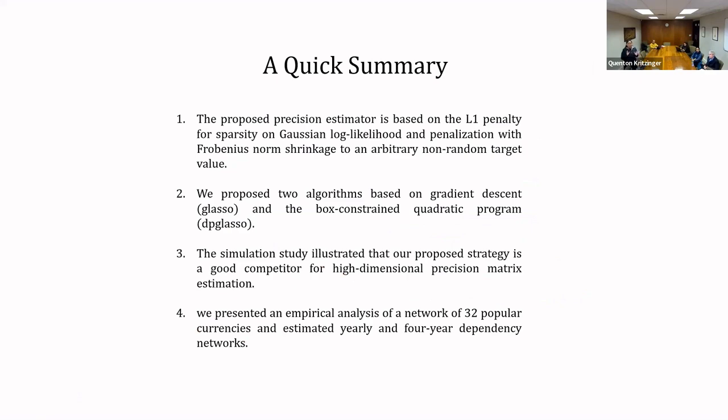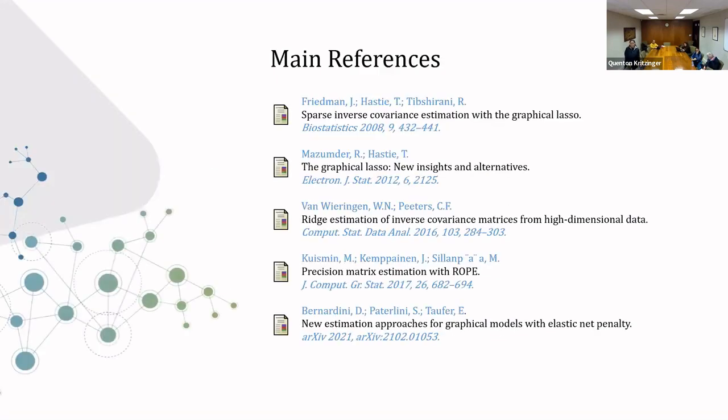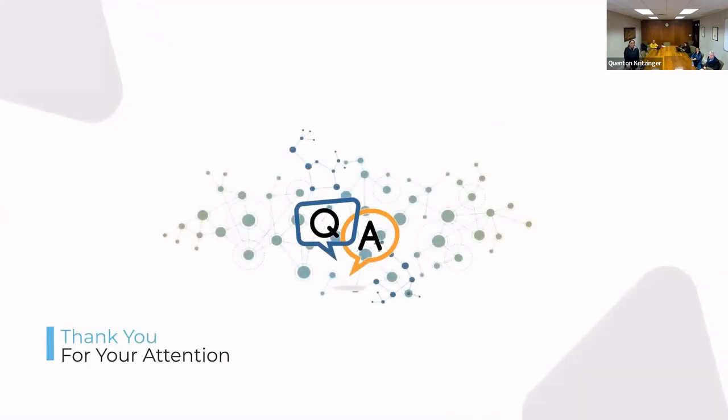If I want to summarize everything in one slide, we proposed a method to add the L1 penalty to add sparsity to the network, and also try to shrink the estimator to a non-random target value. And then we found two different algorithms to solve this problem, and then a simulation study. Then we try to show that it's a good option in the high dimension case where you are looking for an estimation of the precision matrix, and also we used our proposed method for finding a network for real data. And these are the main references that I used for this presentation. And thank you so much for your attention.